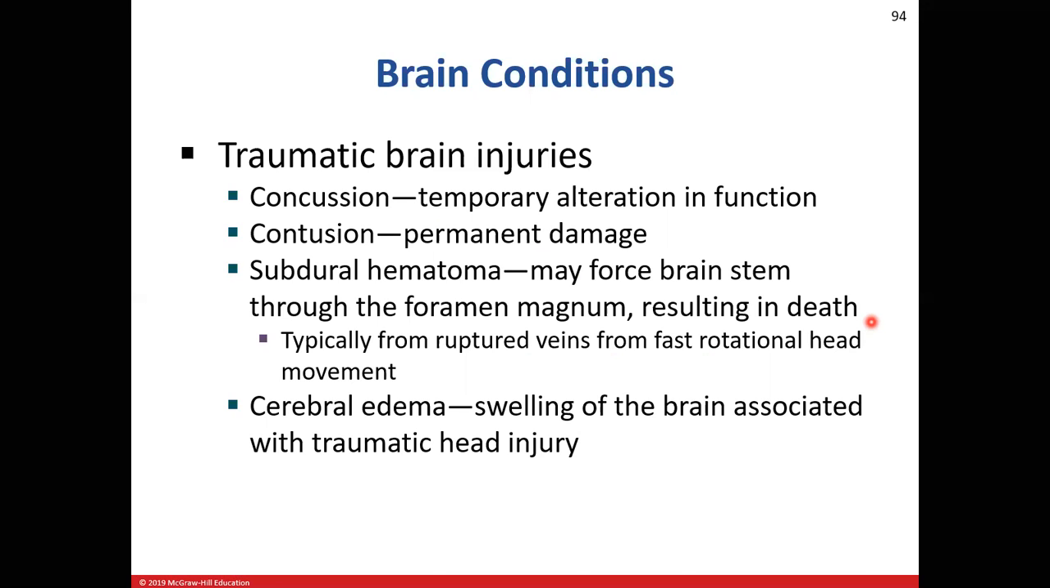Our fourth type is some sort of cerebral edema. As many of you may know, edema is basically swelling. So in this case, we're looking at swelling of the cerebral cortex, or swelling of the cerebrum, the brain. So this is a swelling of the brain associated with some sort of traumatic head injury.